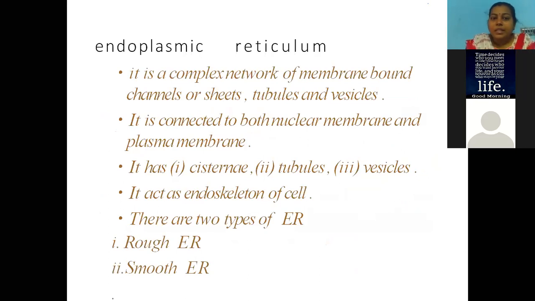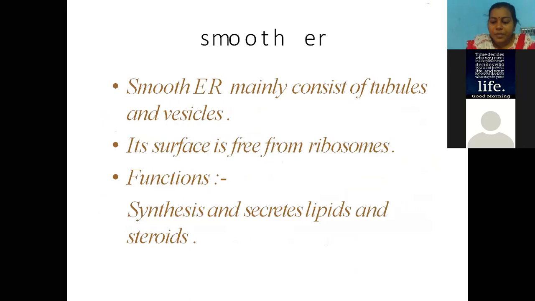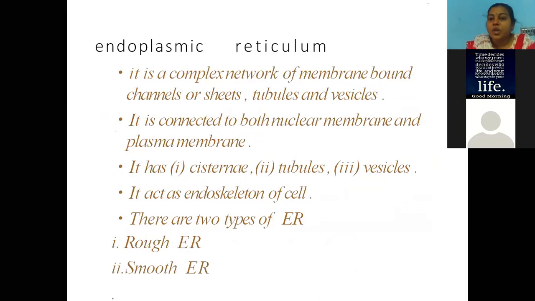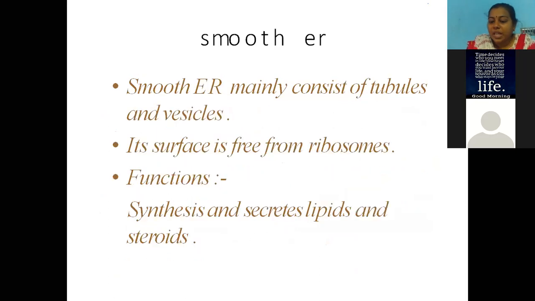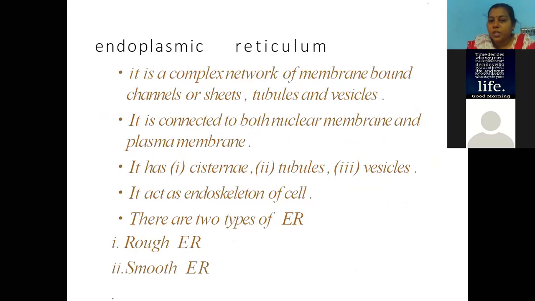Here, see, endoplasmic reticulum is a complex network of membrane-bound channels. It has some cisternae, vesicles, and tubules. The internal parts of the ER are tubules, vesicles, and cisternae. It is connected with both the nuclear membrane and the plasma membrane. So you see the different structures: cisternae, tubules, vesicles.